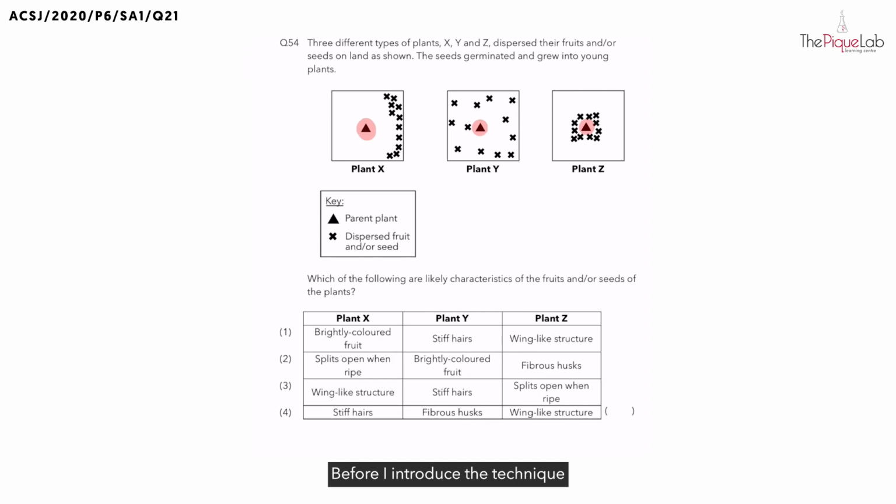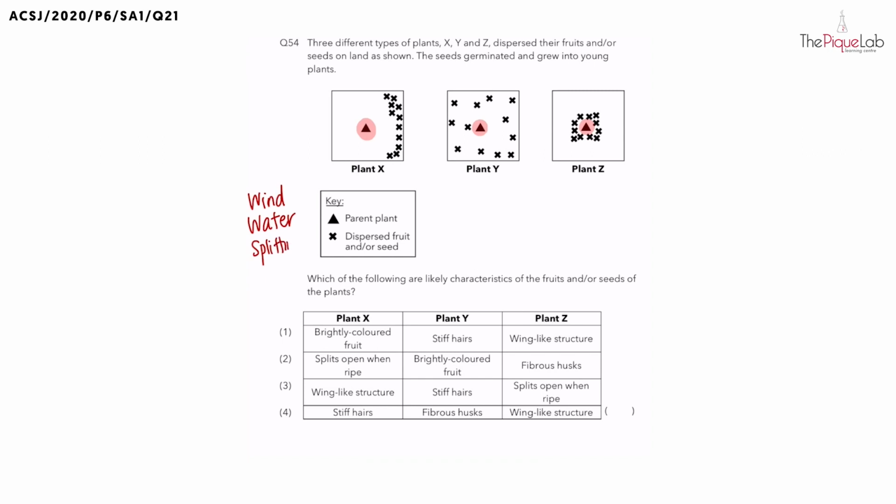Before I introduce the technique to solve such questions, let us do a quick recap on the methods of seed dispersal. What are the four methods of seed dispersal? We have wind, we have water. What else? We also have splitting. And lastly, we also have seeds that are dispersed by animals. So these are the four methods.